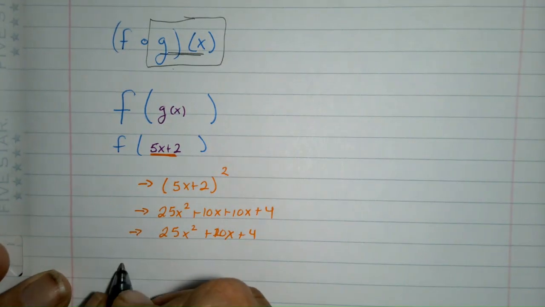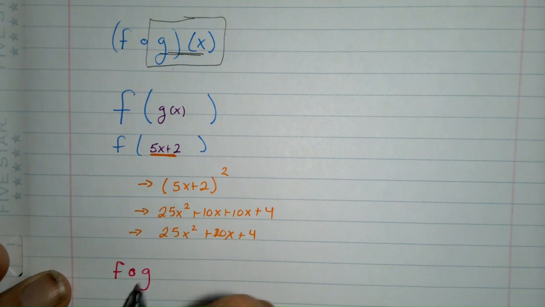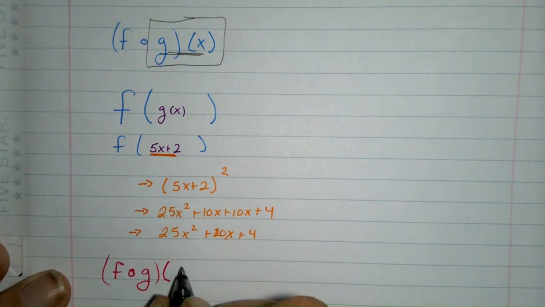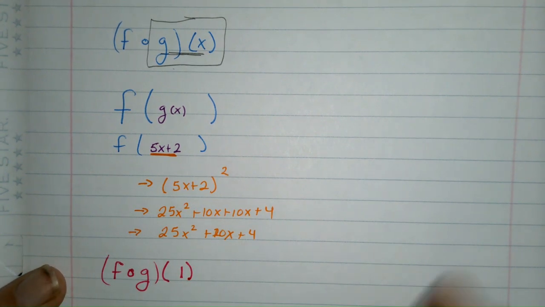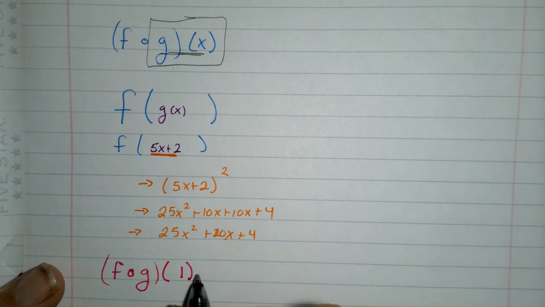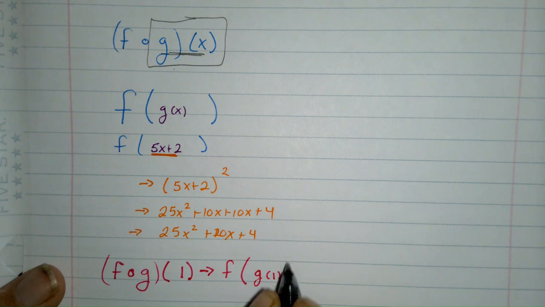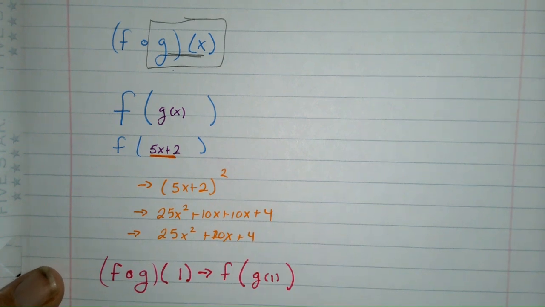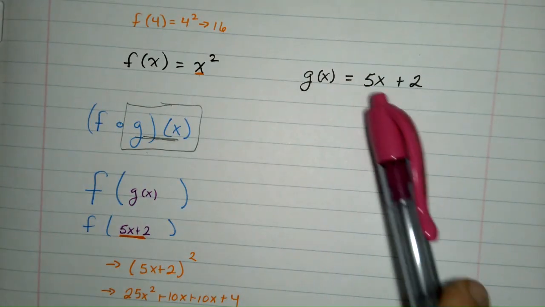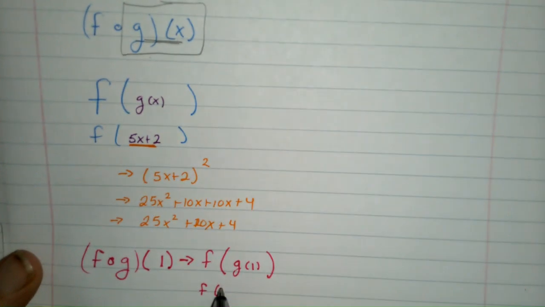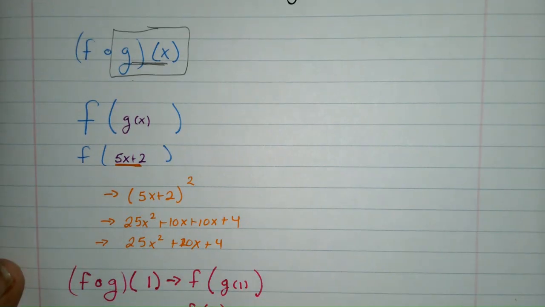If they said f of g of 1, I could do this a couple ways. I could do it like this, f of g of 1. So if I put 1 into g, 5 times 1 plus 2, that's 7. And now 7 into f, 7 squared is 49.